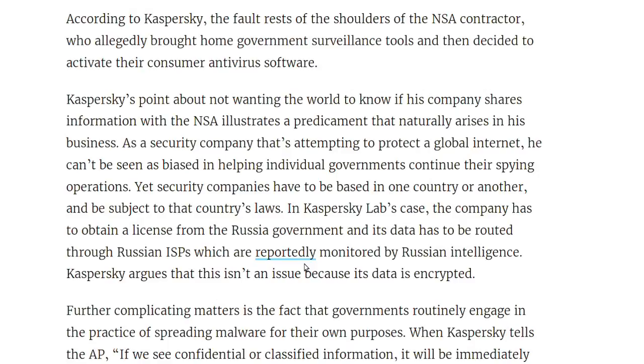Anyway. According to Kaspersky, the fault rests on the shoulders of the NSA contractor who allegedly brought home government surveillance tools and then decided to activate their consumer antivirus software. So they brought home government surveillance tools, not documents. So it's two different things here. We can probably put that down to reporting, not incorrect facts or inconsistencies.